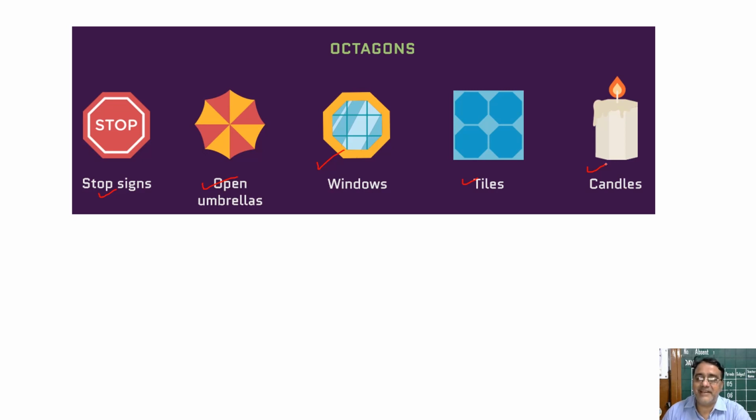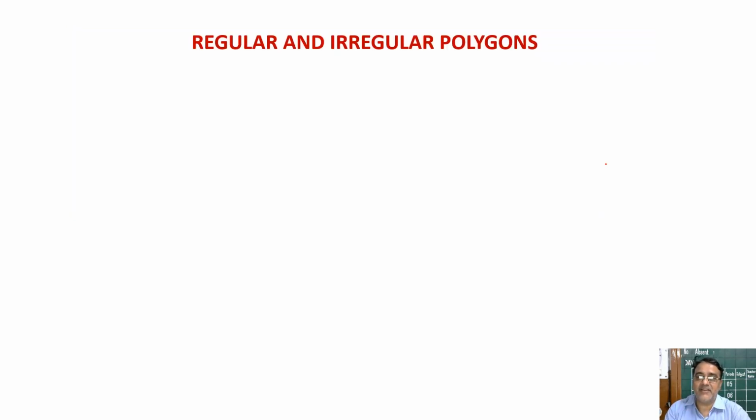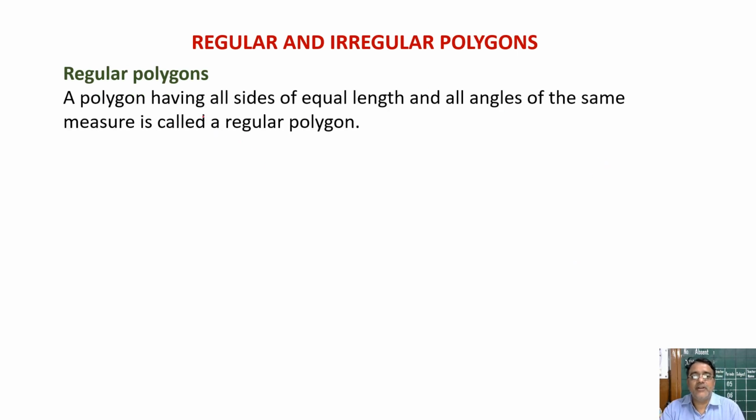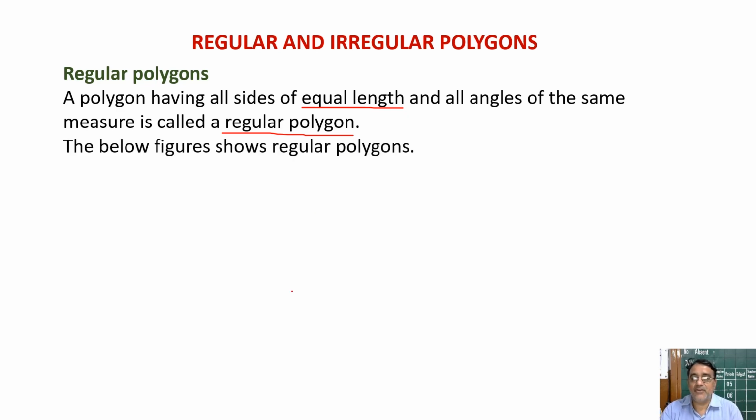Now we are moving towards the next topic, regular and irregular polygons. So a regular polygon is a polygon in which all the sides are of equal length and all the interior angles are also equal, right? So first is regular polygon, a polygon having all sides of equal length and all interior angles of the same measure is called a regular polygon. We'll see some figures. First, regular triangle. A regular triangle is an equilateral triangle because in this all three sides are equal and each angle is equal to 60 degrees.